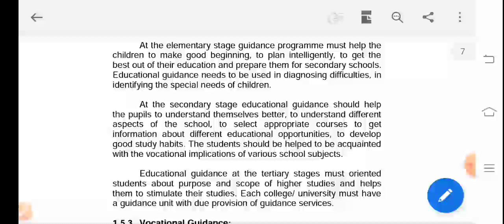And educational guidance at the tertiary level or the higher level must orient the students about the purpose and the scope of higher studies and help to stimulate them for their studies. For higher education, it stimulates them and informs them about the opportunities and purpose of higher education. And each college and university level must have a guidance unit with due provision of guidance services.